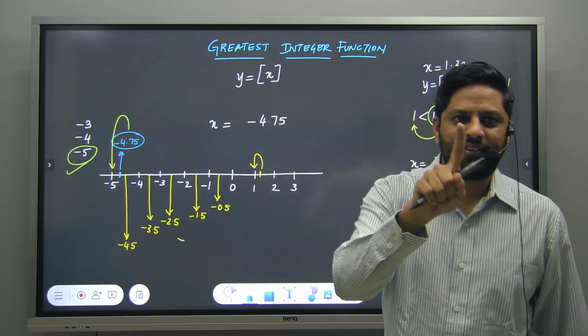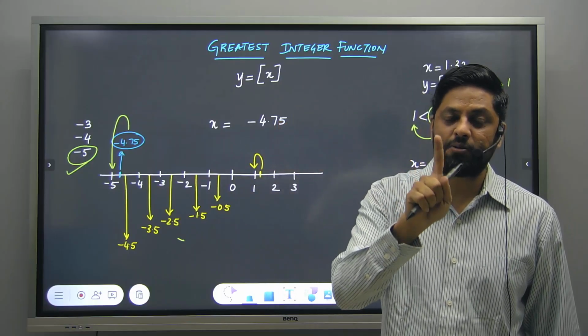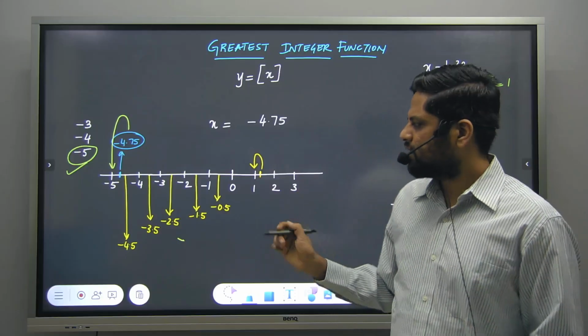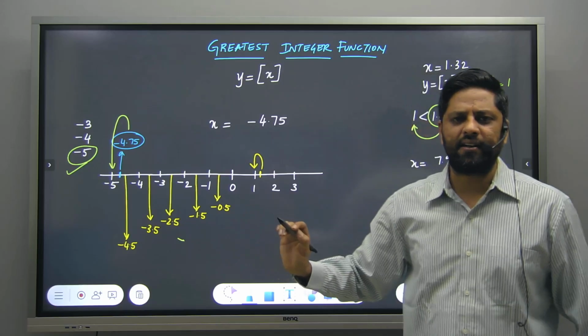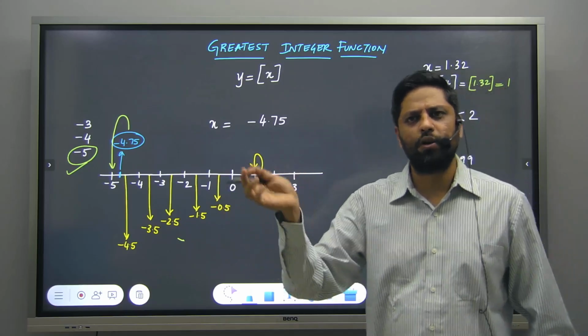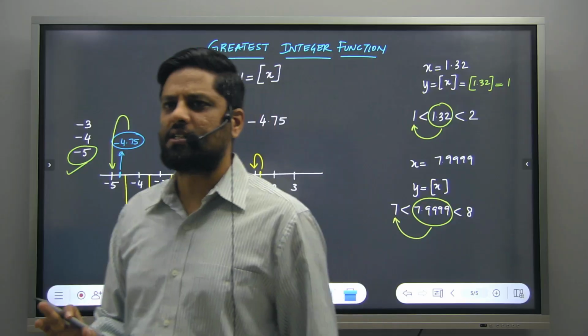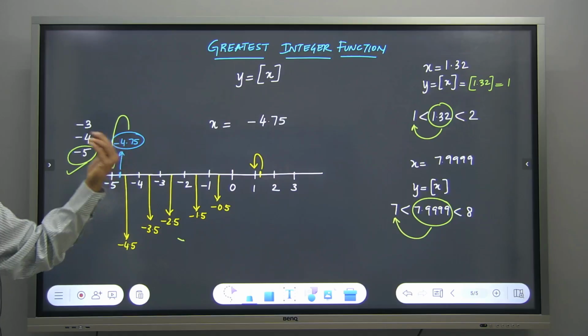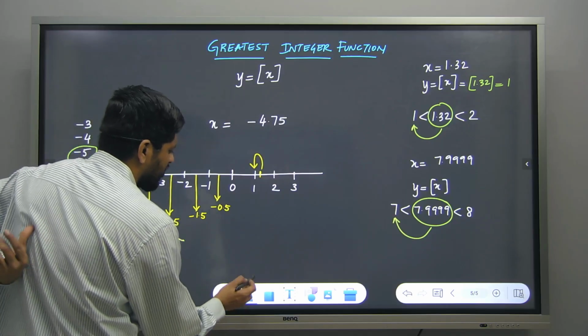When we have negative numbers, please be careful. Students get confused. If you are confused, roughly draw a number line. You will know between which two numbers the number is, and you have to go towards the left of that number.